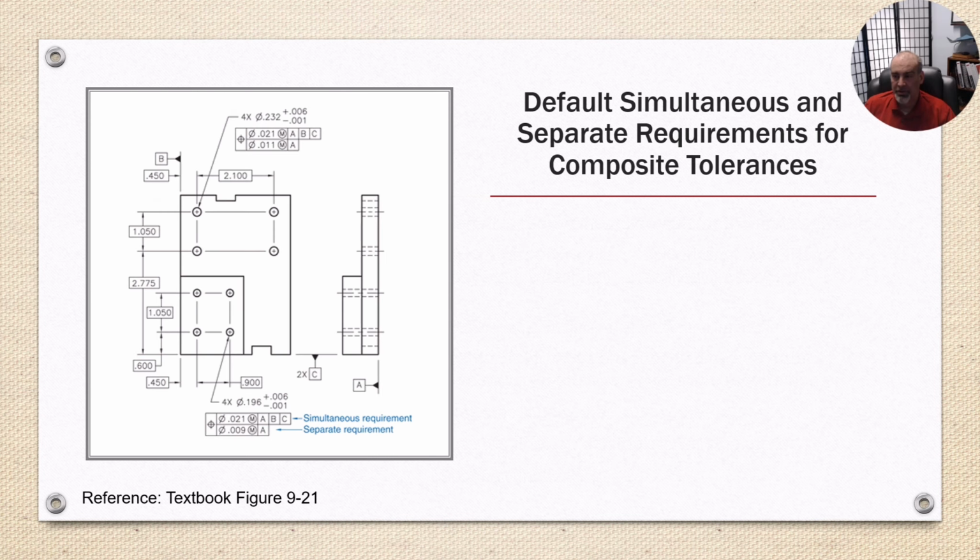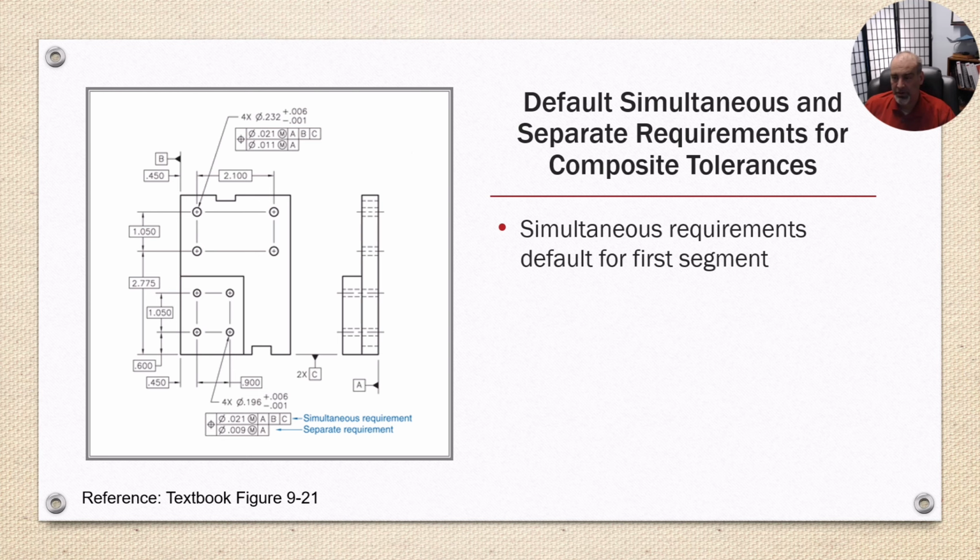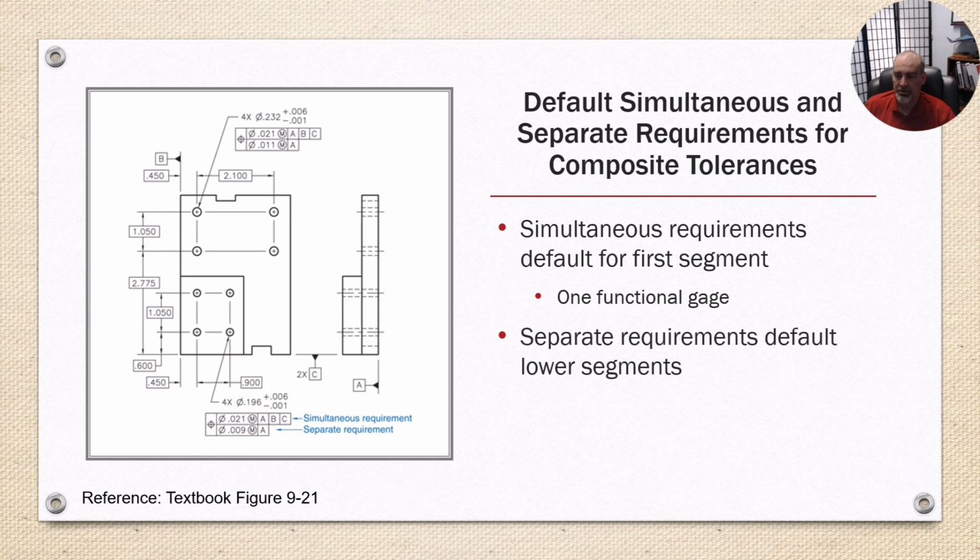Okay, default simulators for separate requirements for composite tolerances. So simultaneous requirements by default for the first segment. One functional gauge can be used. Separate requirements default to the lower segment, and two functional gauges required.